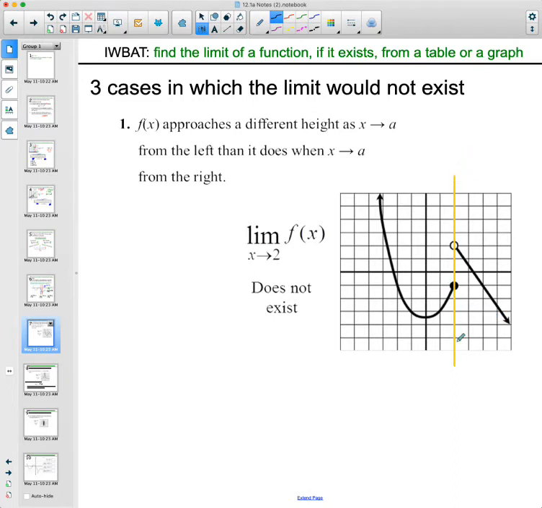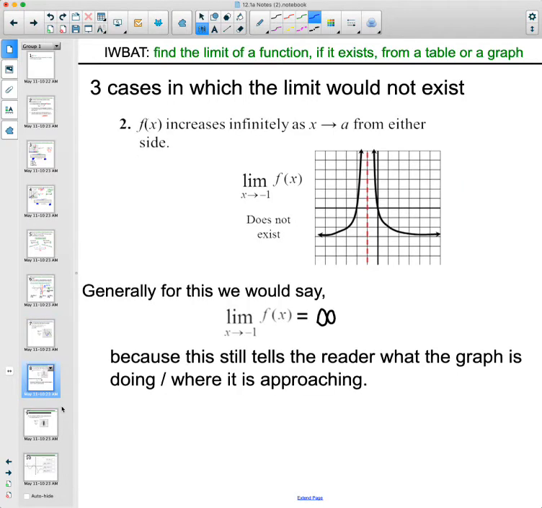This is the one spot on this graph that it doesn't exist because from the left and from the right are approaching different values. Okay, so from the left, we're approaching this height, and from the right, we're approaching this height. Okay, so approaching 2 versus approaching -1. That's one way.